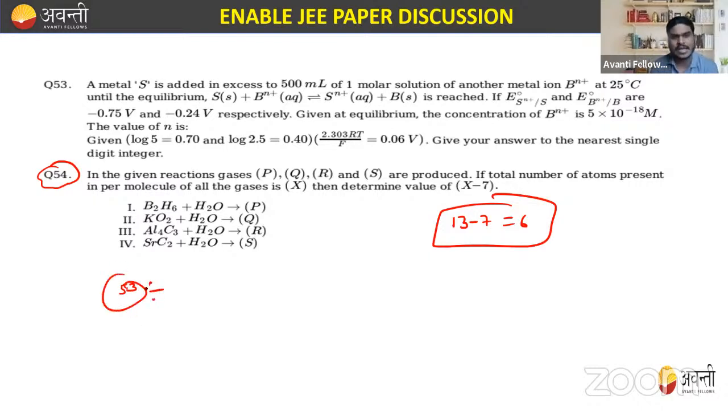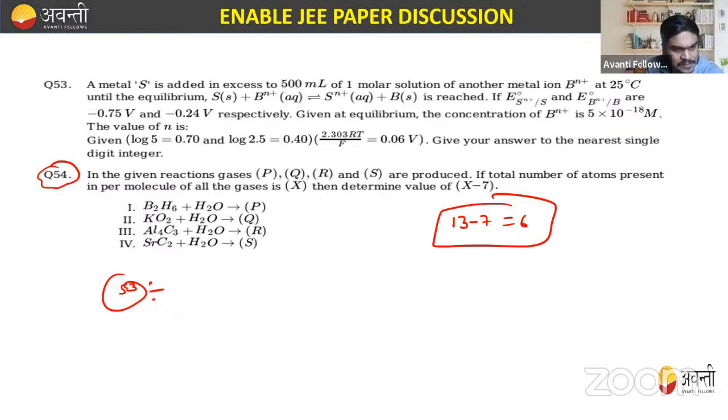What does question 53 ask? A metal S is added to excess of 500 ml of 1 molar solution of another metal B ion at 25 degrees Celsius until equilibrium is achieved. Given that at equilibrium the concentration of Bn+ is this much, you have to calculate the value of n. So this question is basically from the Nernst equation. By using the Nernst equation, you can calculate this.